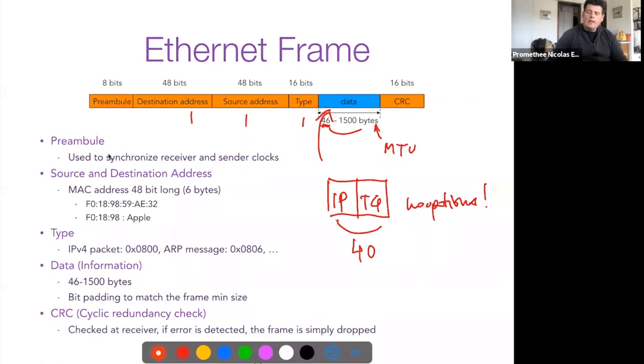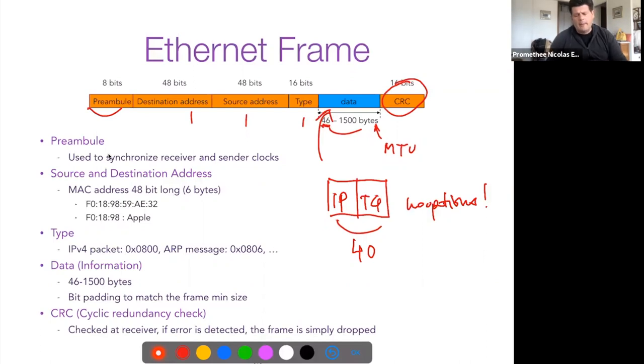Anyway, and we didn't talk about it, but at the end we have a CRC, which is a kind of checksum, but it's much more reliable and robust than the checksum. It's two bytes. And here there's a preamble.